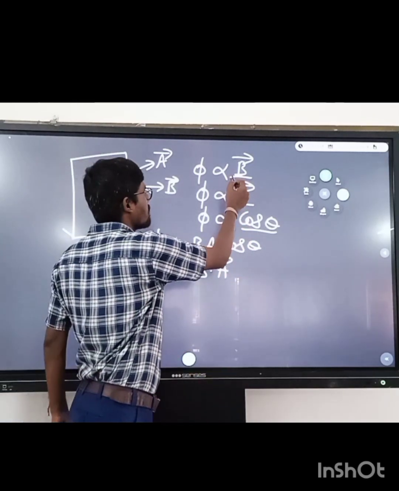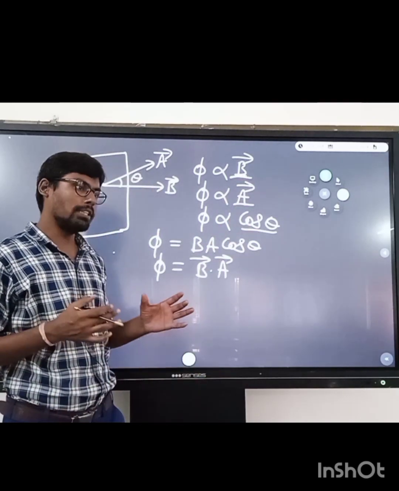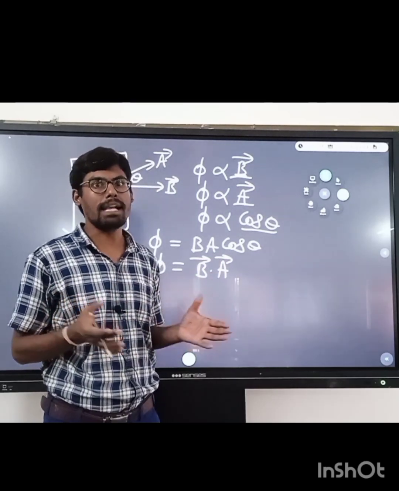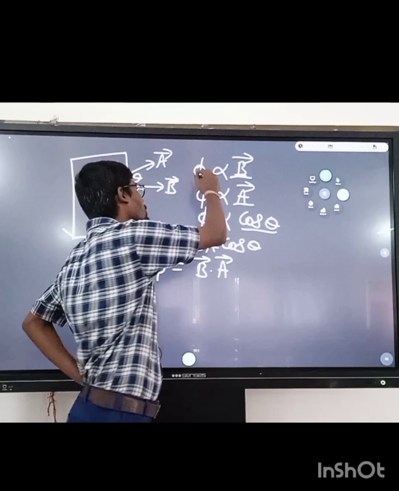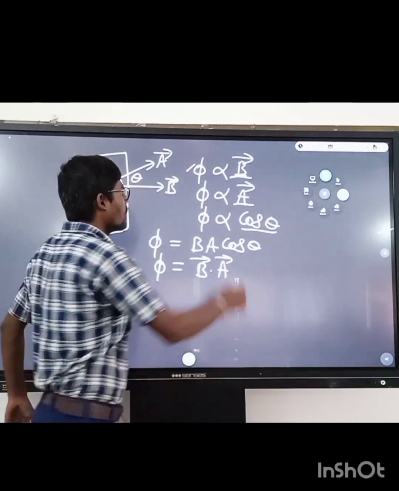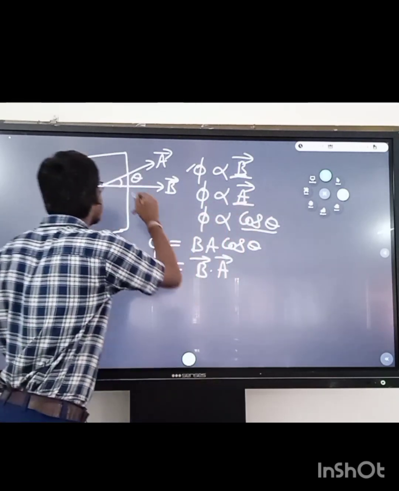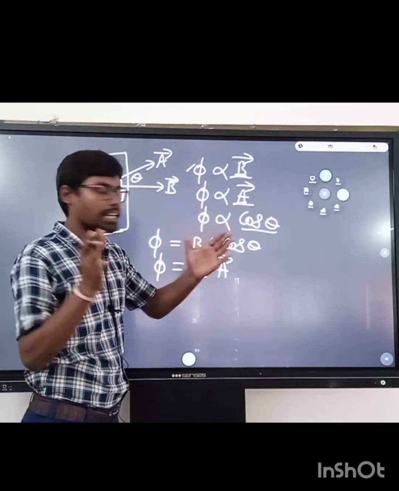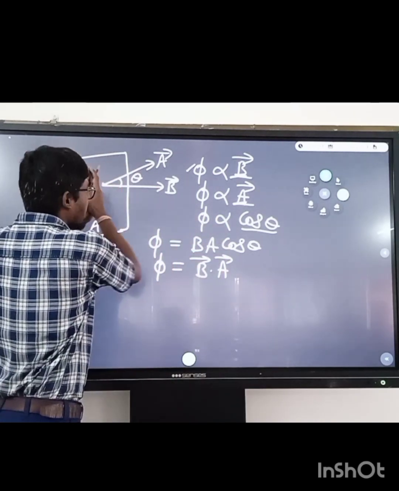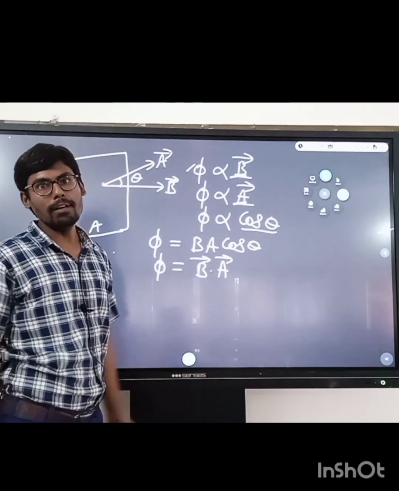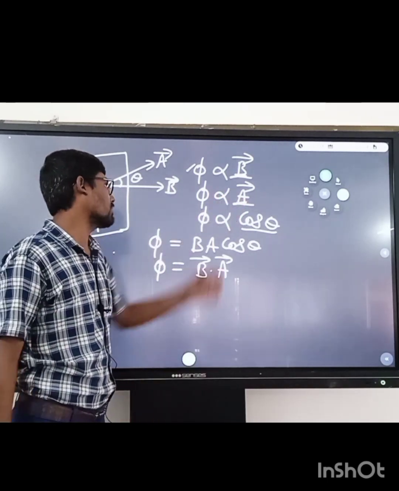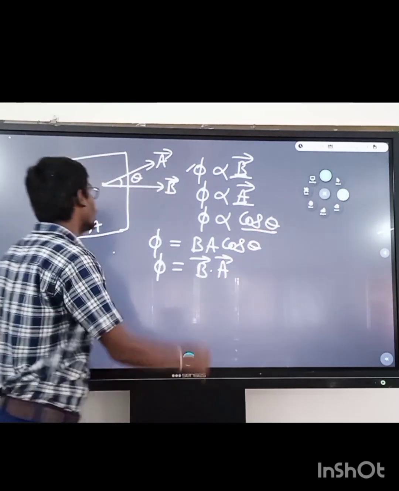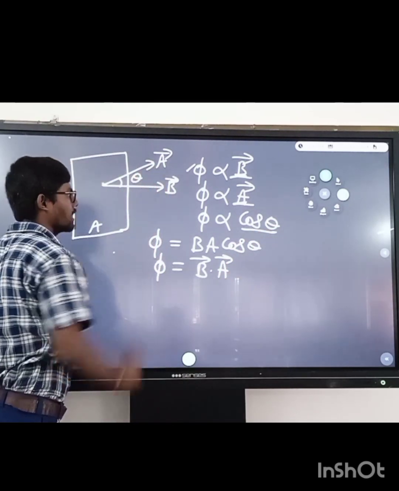Now how can we change the magnetic field? Suppose with respect to time the strength of the magnetic field increases or decreases, then the flux will also change. Now how can we change the area of this plane surface? Either by contracting this surface or by expanding this surface, we can change the area and hence the magnetic flux.